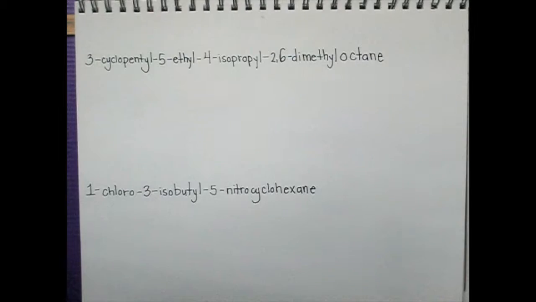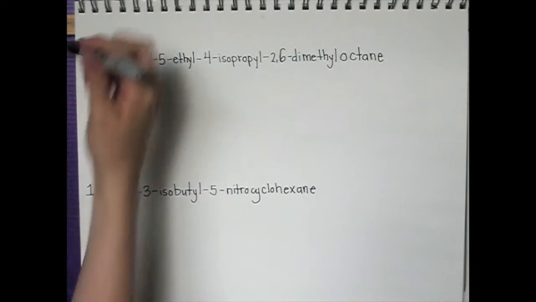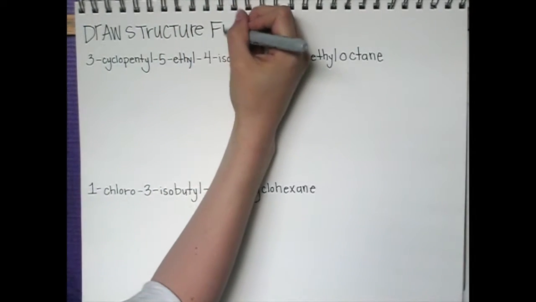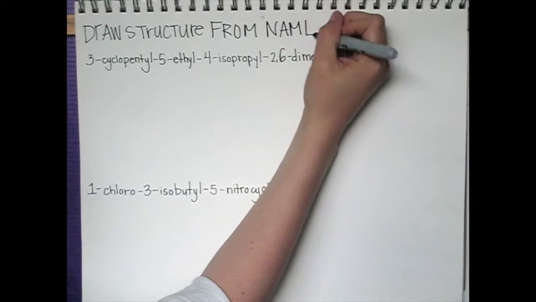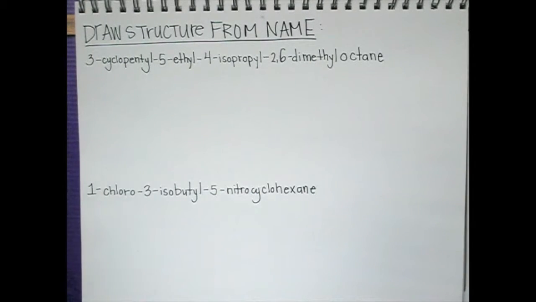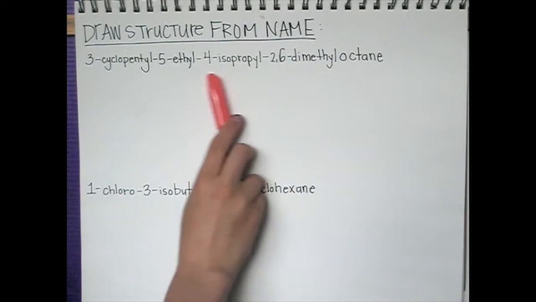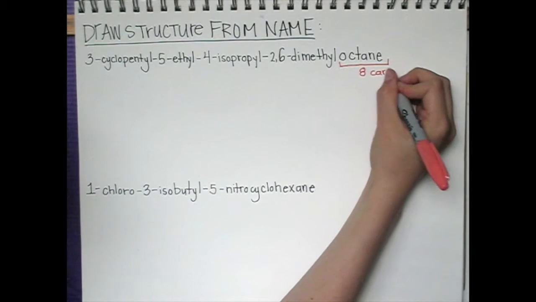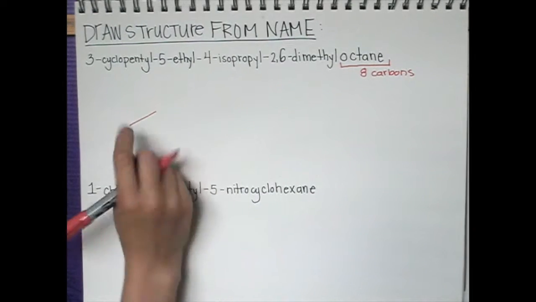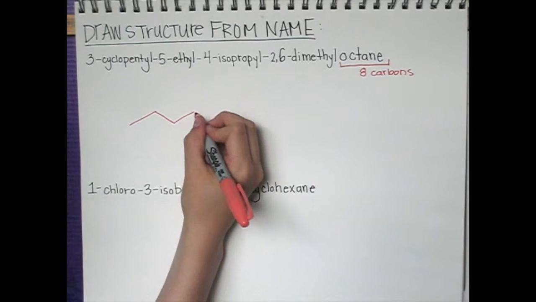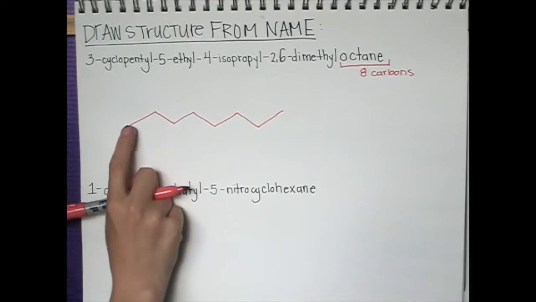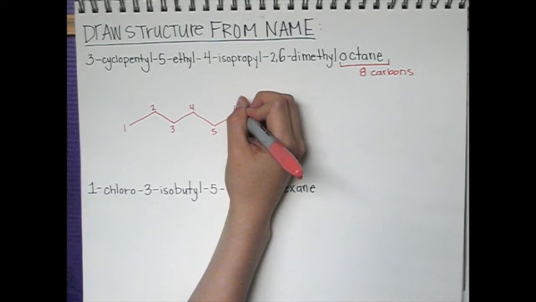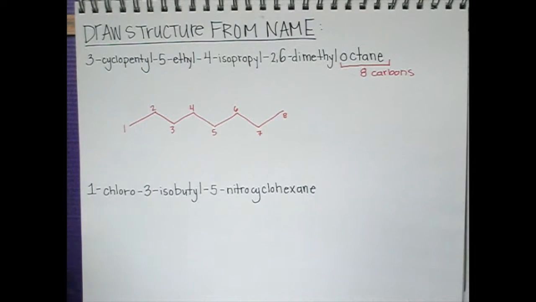Okay, so now we're going to draw the structure when we're given the name. Always start from right to left when you draw these. Longest chain is octane. We have 8 carbons, so draw 8 carbons in a row. Remember, every corner is a carbon. I have 8 corners. I'm going to number my chain. Now I'm going to start to look at my branches.